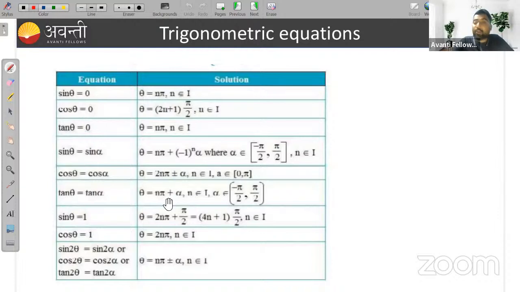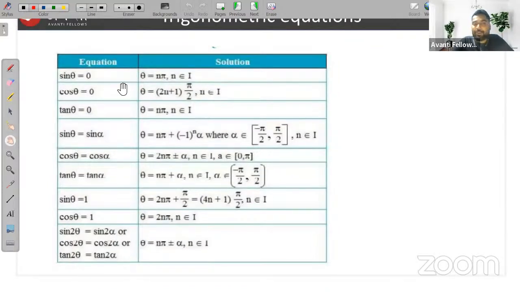Again we have a lot of formulae. What can I do? Sin theta is equal to 0, the general solution is n pi. Cos theta is equal to 0, the general solution is an odd multiple of pi by 2. Tan theta is equal to 0, the general solution is an integral multiple of pi. Okay, let me discuss first and then we'll continue from here. All these things you must understand because they are important also.